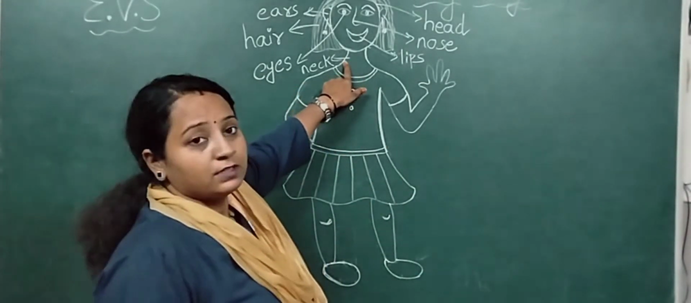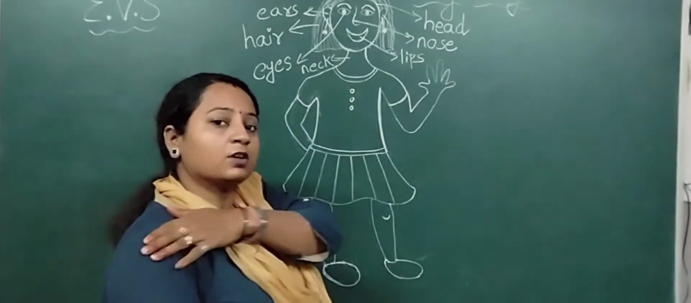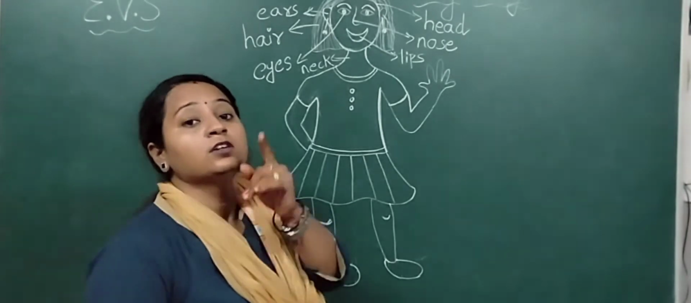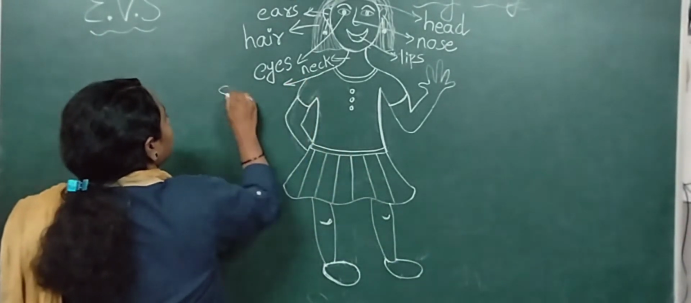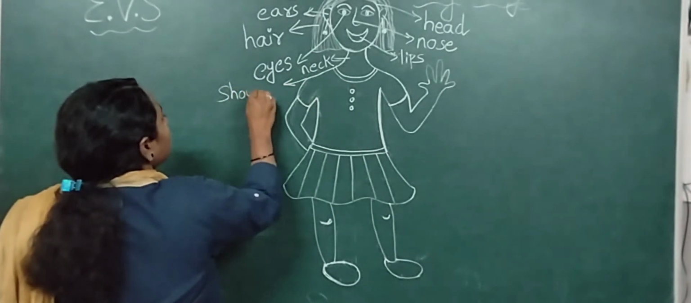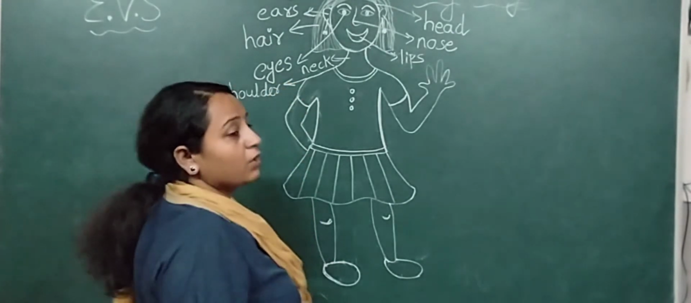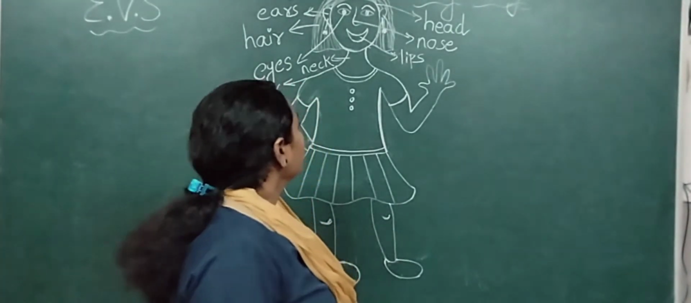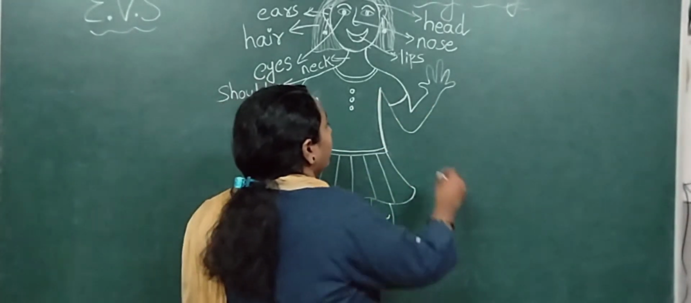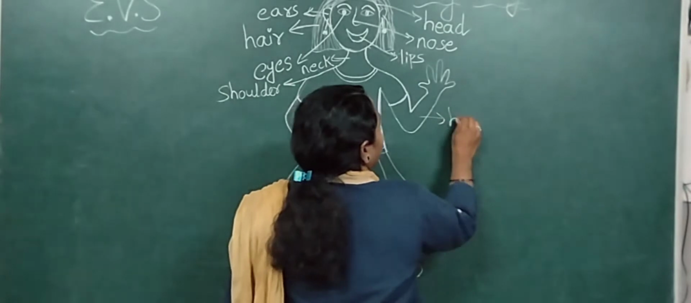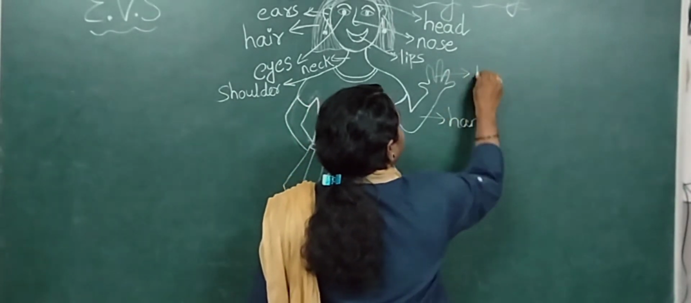Now, this is called neck. Now, what is this? This is called shoulder. S-H-O-U-L-D-E-R. Shoulder. Okay? It is called hand. This is called hand. And this is called fingers.